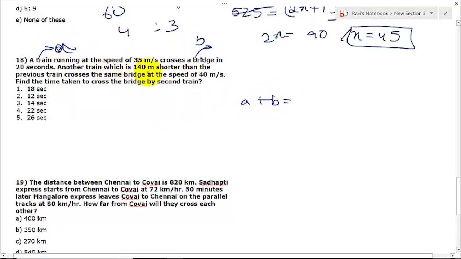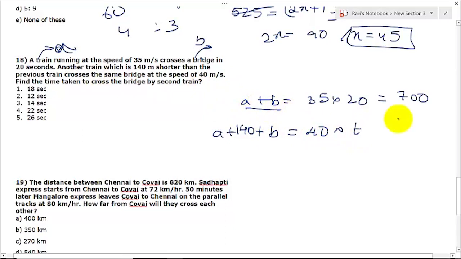So the speed is how much? 35. Time how much it is taking? 20. This will be how much? 700. Again what it is given, another train which is 140 meter shorter than the previous train crosses the same bridge. So this will be how much? A minus 140, this length it has to cover, and the bridge also it has to cover. So B, at the speed of 40 meter per second. Time let us assume it to be t.